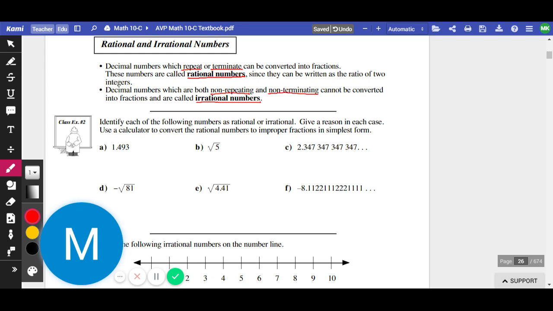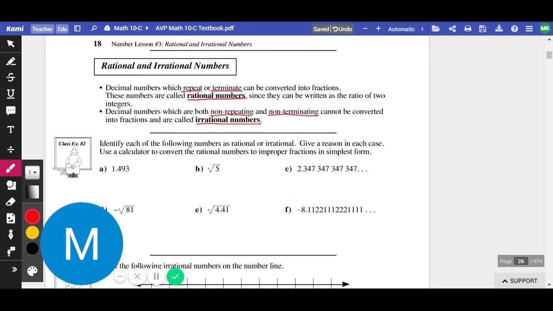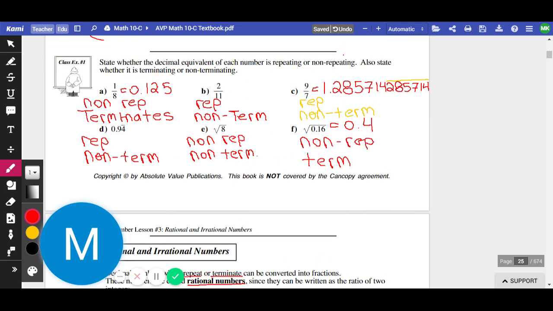So if we look up at the example we just did, what we've really been doing is we've been calling these things rational or irrational. Okay, look at the first one. It's non-repeating, but it terminates. That means it would be a rational number. The middle one, it repeated forever. Repeating means rational. This one, repeats forever. That means it's rational.